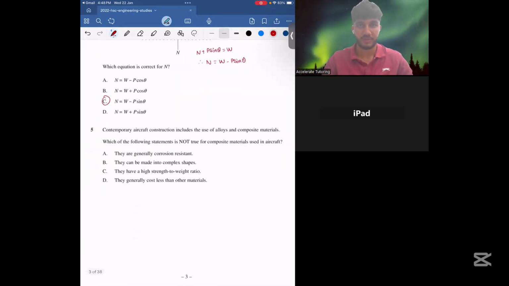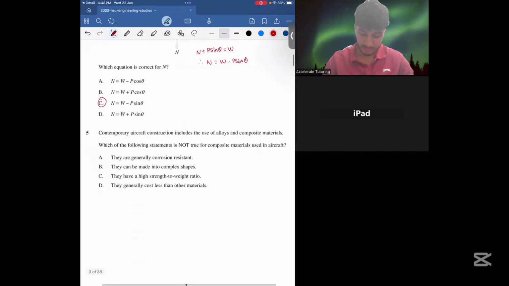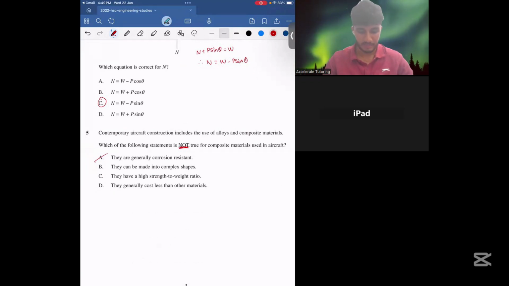Now going over to question 5. It says, contemporary aircraft construction includes the use of alloys and composite materials. Which of the following statements is not true for composite materials used in aircraft? They're generally corrosion resistant. Yep, that is true, so A will not be an answer because we're looking for not true. They can be made into complex shapes. Yes, that is also true. For example, the landing gear is a relatively complex shape, and it's usually made of titanium. So that is not an answer in this case.